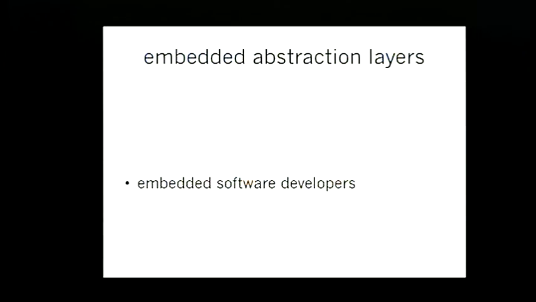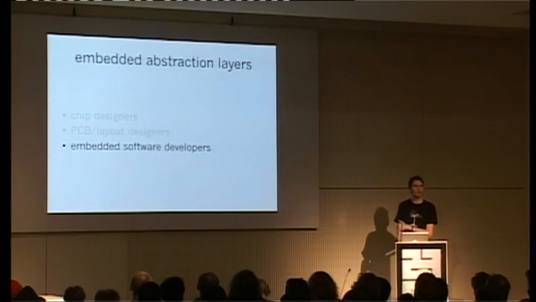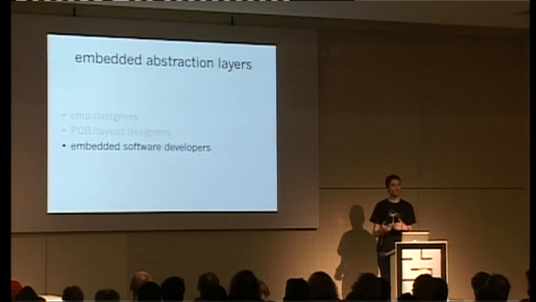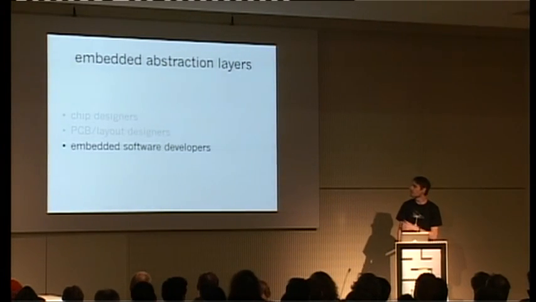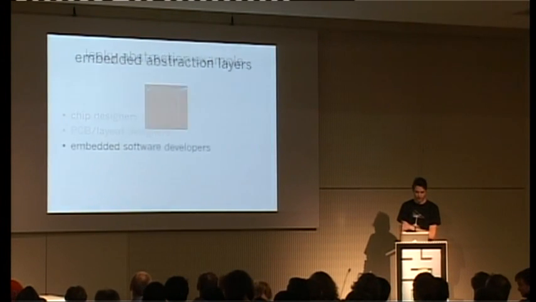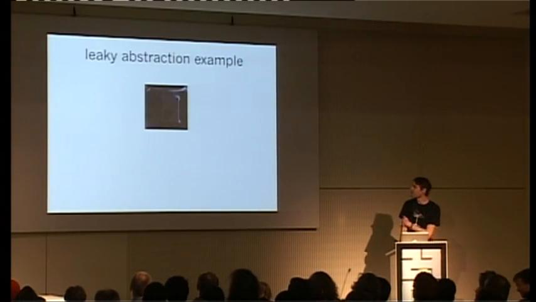In particular, when I talk about the human element or the human abstraction, I'm looking at the different types of engineers involved. You might have chip designers that design the ASIC. You have PCB designers that deal with the layout of the little green board, and then you have the actual embedded software developers. Each of these might require different interfaces, and that's a lot of what we're going to be looking at. So, an example of a leaky abstraction.